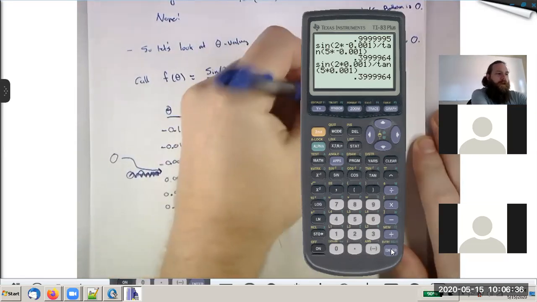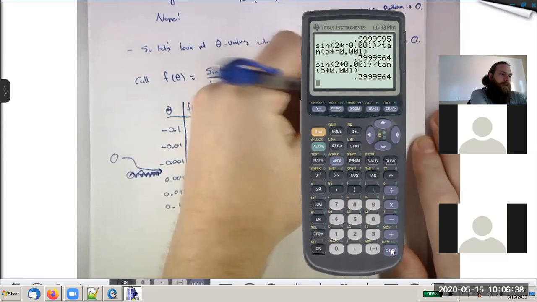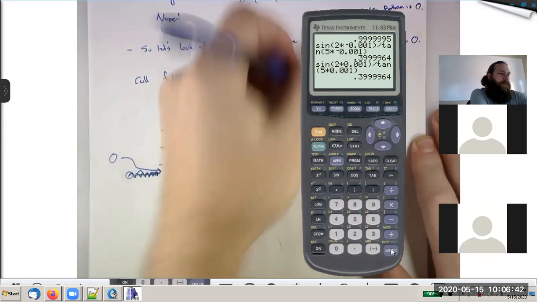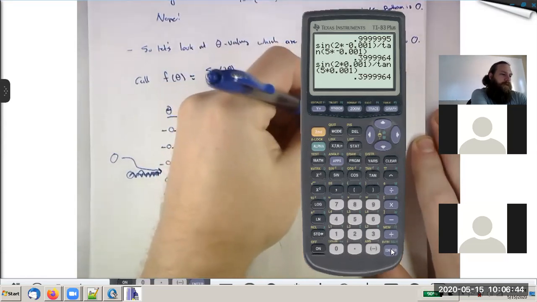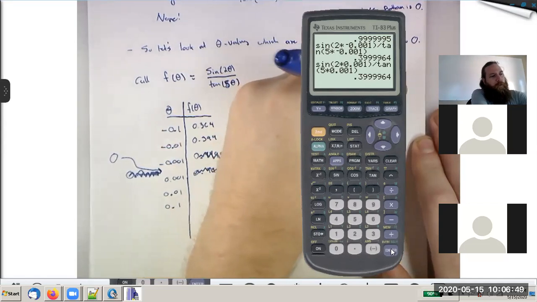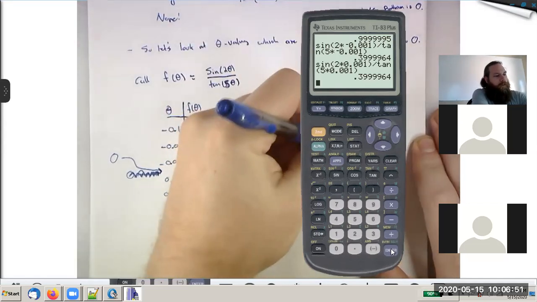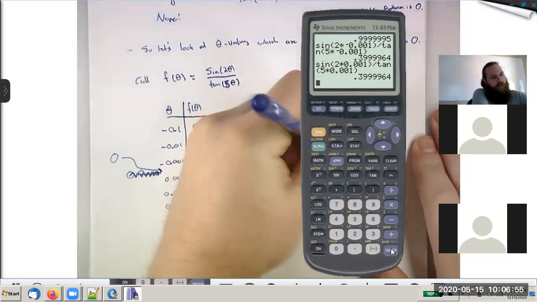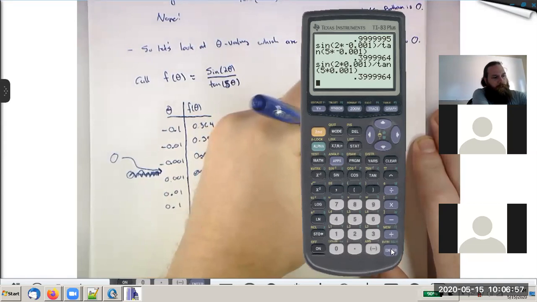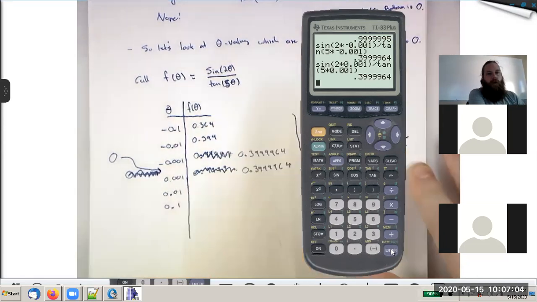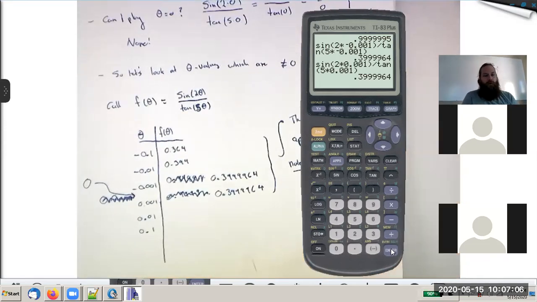0.40. Yeah, these appear to be approaching 0.4. Note 0.4 is the same as 4 over 10 is the same as 2 over 5. And you notice a relationship between those, right?